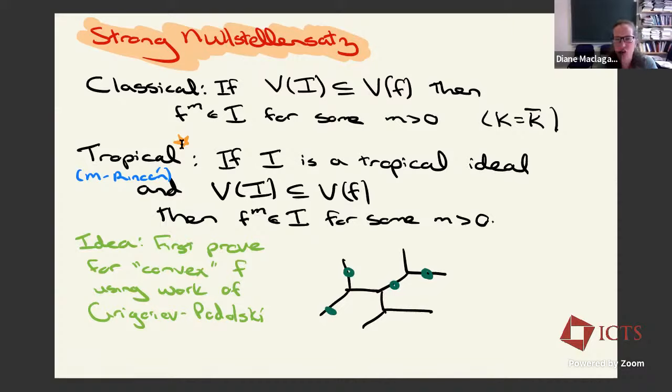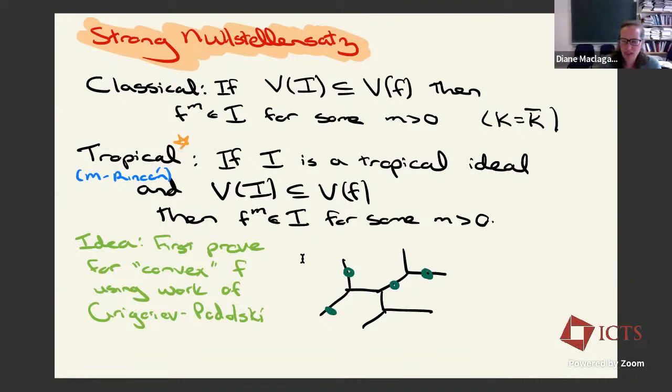So, of course, this is assuming that my field is algebraically closed. It's the same as saying F is in the ideal of the variety of I. So this is the statement: the ideal of the variety of I is the radical of I. The tropical version of that, which we believe is also true, is to say if I is a tropical ideal and the variety of I is in the tropical hypersurface defined by F, then some power of F also lives in the original ideal. And again, this is very false if we don't have the tropical condition.